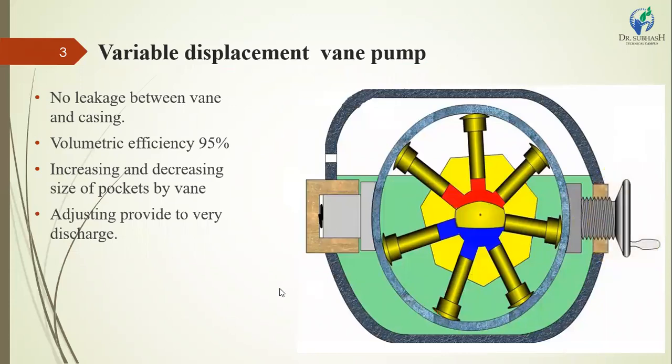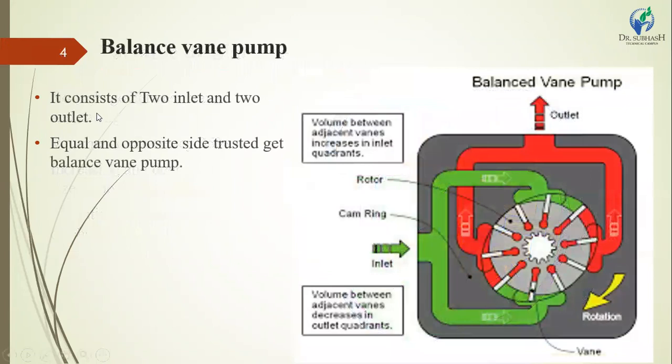The next pump is the balanced vane pump. This is also a type of vane pump, but it is a balanced vane pump. In our previous lecture, we studied the unbalanced vane pump, because the center of the rotor is not fixed at the center, so that type of pump is called an unbalanced vane pump.